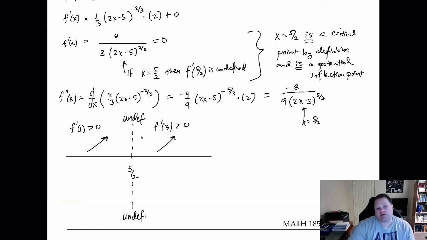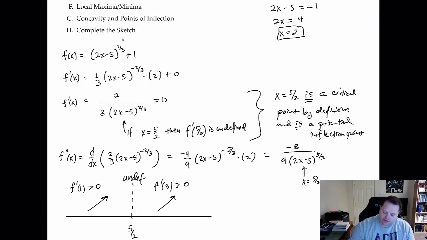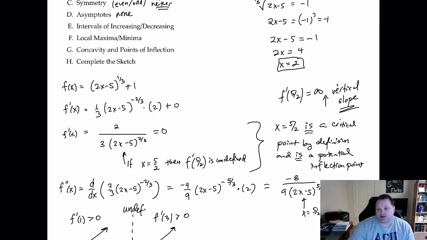So this thing doesn't act like a critical point because it does not change the direction. This function is increasing everywhere except at 5/2. And at 5/2, its derivative is infinite, right? So it becomes momentarily infinite at 5/2. F prime at 5/2 is infinite. So we get a vertical slope. It's not an asymptote on the original function. It's an asymptote of the derivative, but it's a vertical slope on the original function.